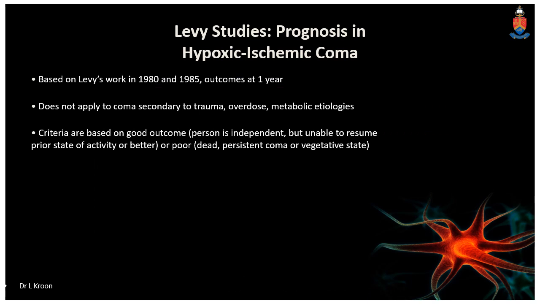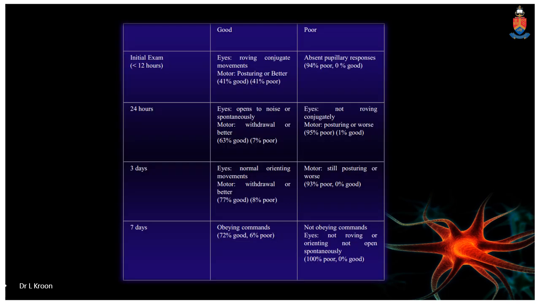So the next important topic is the outcomes of coma, which is based on Levy's study and its work in the 1980s on outcomes at 1 year in patients with non-traumatic coma. This also did not include people who had drug overdoses. These criteria are basically based on people following cardiac arrest. The criteria are based upon a good outcome, where a person is independent but unable to resume prior state of activity or better, or poor, that is when the patients are either dead or in a persistent coma or vegetative state. So I just want to point out two things on this chart that are incredibly important that I've used over the years.